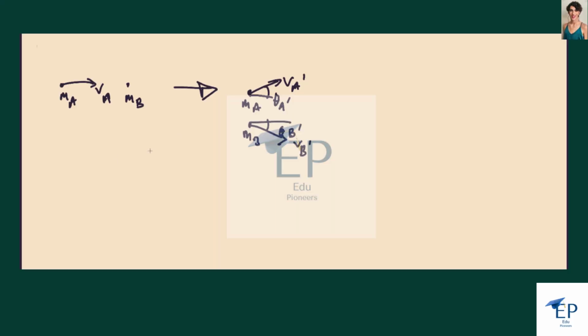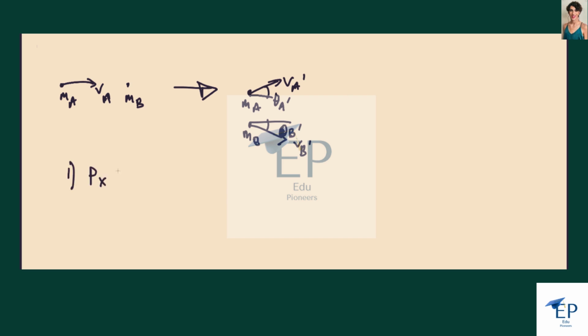All right, so a pretty involved problem here. You have initially MA moving in the x direction towards MB, which is at rest, and then it scatters off at an angle. After collision, it scatters off with speed VA prime at an angle theta A prime, and MB scatters off with VB prime at an angle theta B prime. And so we're going to use three conservation equations here.